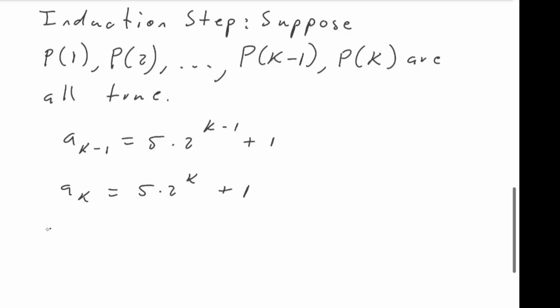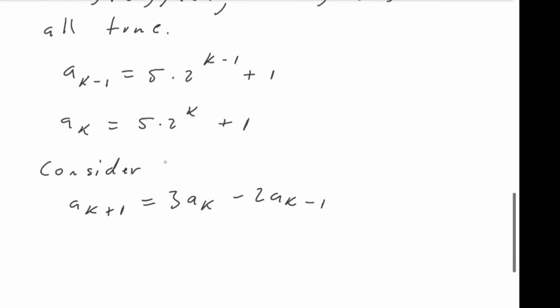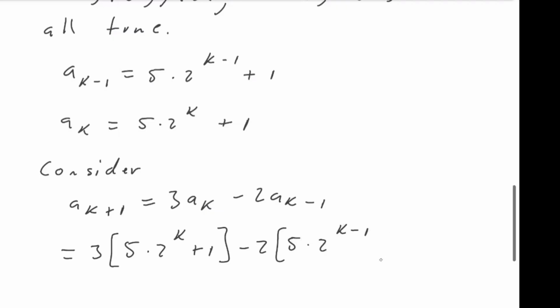Now, assuming these, let's consider a sub k plus 1. By definition of the sequence, this is equal to 3 times the preceding term, which is a sub k, minus 2 times the term before that, which is a sub k minus 1. Now this is where our induction hypothesis comes in. This is equal to 3 times, so a sub k by the induction hypothesis is the same thing as 5 times 2 to the k plus 1, minus 2 times, and a sub k minus 1 is the same thing as 5 times 2 to the k minus 1 plus 1.